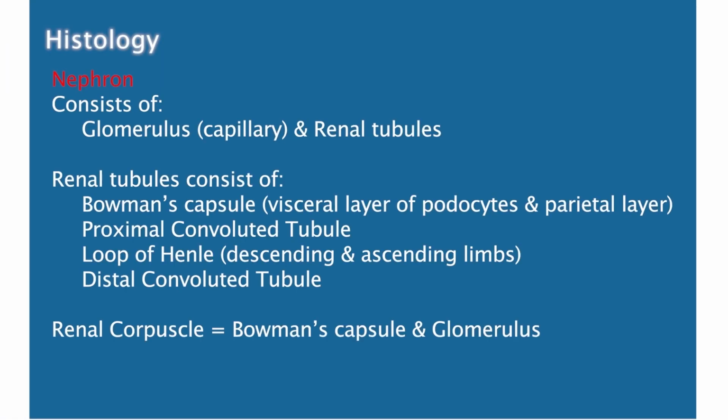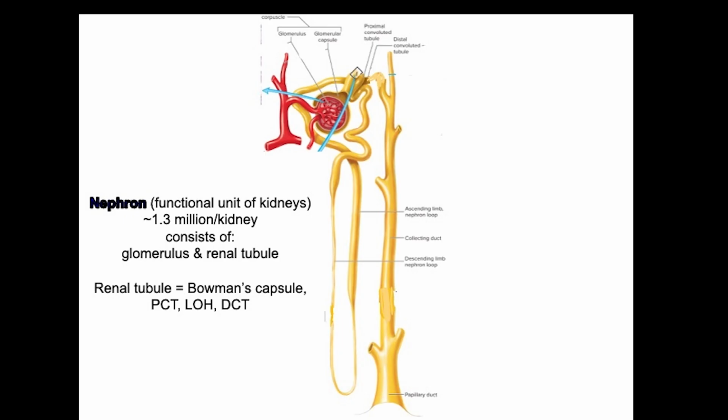Let's look at the histology of the kidney. The kidney consists of about 1.3 million nephrons. These are microscopic functional units responsible for making urine. They consist of a glomerulus and a renal tubule. The renal tubule begins at the Bowman's capsule into the proximal convoluted tubule, then the loop of Henle with both descending and ascending limbs, and the distal convoluted tubule. A renal corpuscle consists of the Bowman's capsule and a glomerulus.